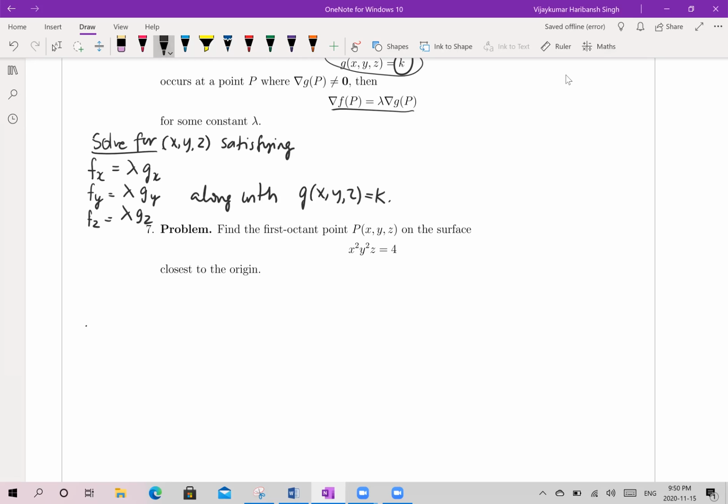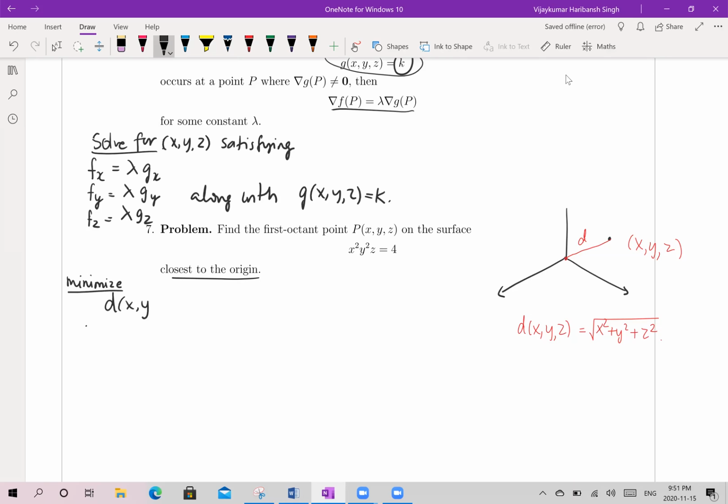So if you have a point in space, say the coordinates of this point are x, y, z, then the distance is given by d. So d is a function of the point x, y, z. It is the square root of x squared plus y squared plus z squared. So we want to optimize this function d. Closest to the origin, right? So minimize d of x, y, z subject to the constraint x squared y squared z equals 4.